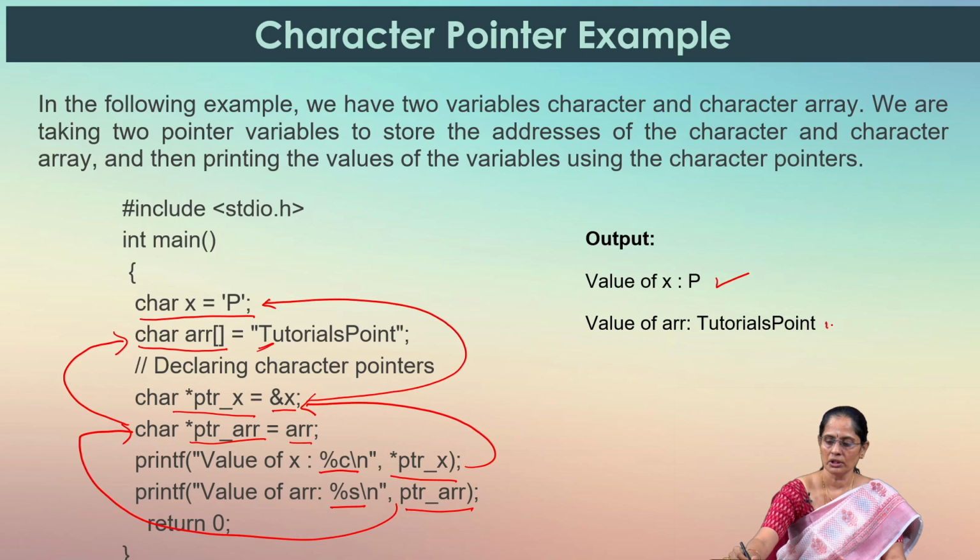Hence, we can see here that using a single %c, you can get a single character displayed. Using the format string %s, we can get the complete character array displayed, but see to it that both are pointer variables, pointing to a character and pointing to a string. So, there is a difference in accessing the values, right.